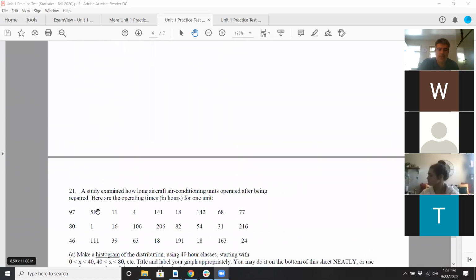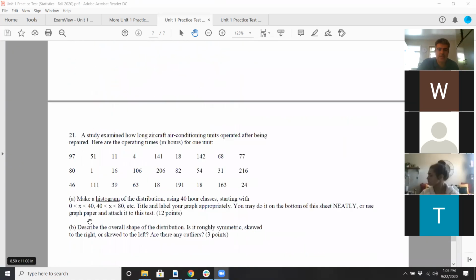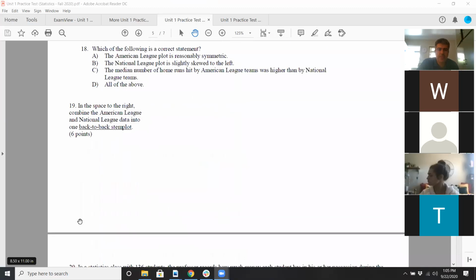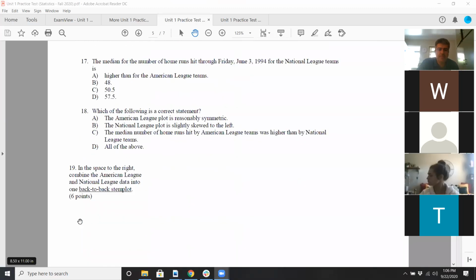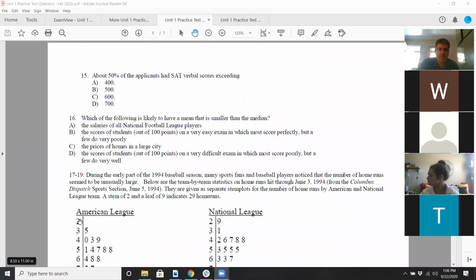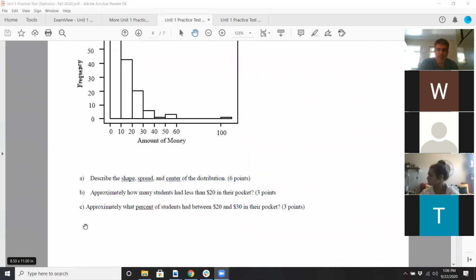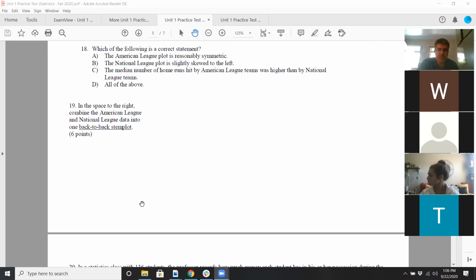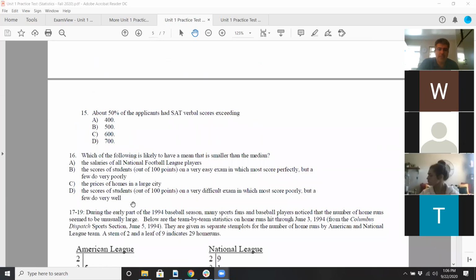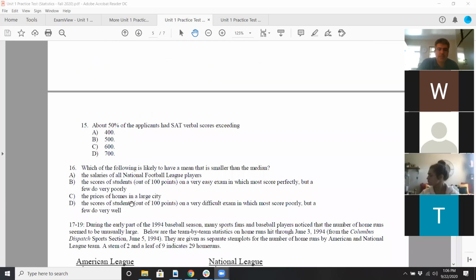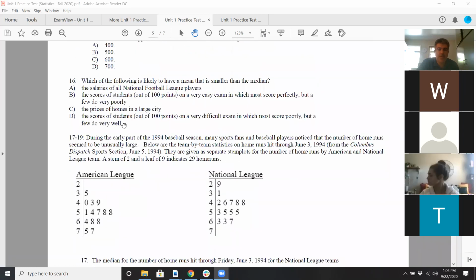Okay, in the interest of time, let me do 16 and 17 to 19, then I'll put you guys in breakout rooms, and we can come back and talk about these other ones just a little bit. Sorry, 16, which of the following is likely to have a mean that's smaller than the median?